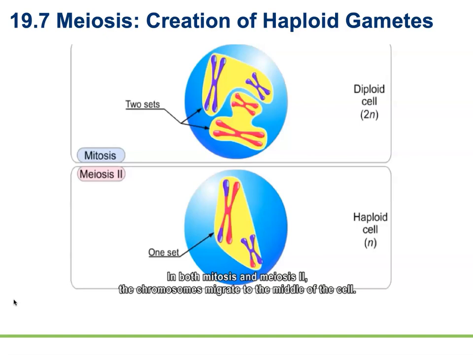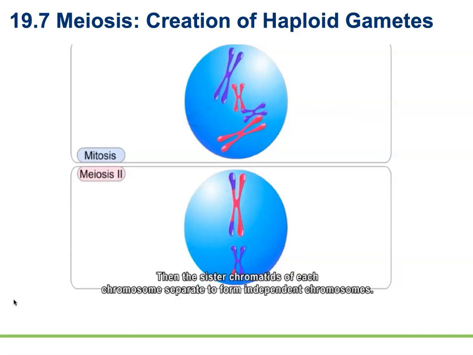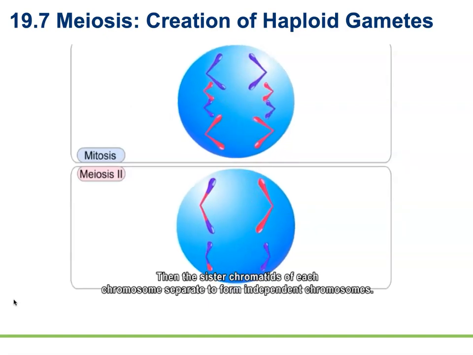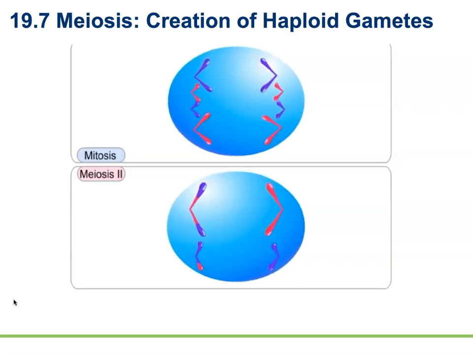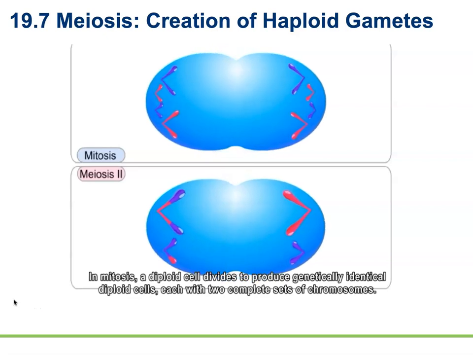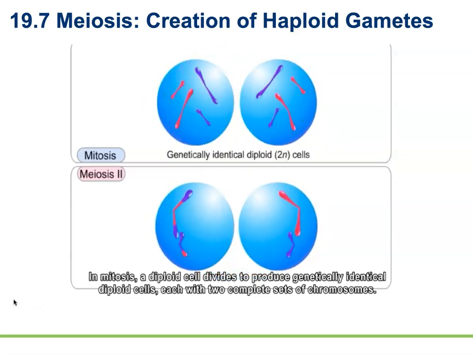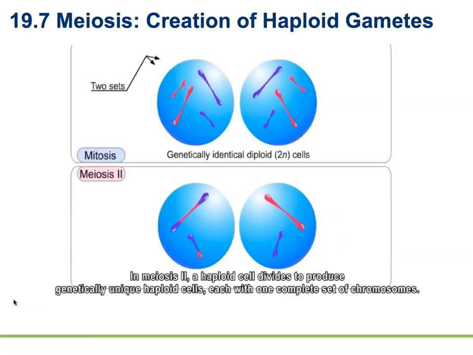In both mitosis and Meiosis II, the chromosomes migrate to the middle of the cell. Then, the sister chromatids of each chromosome separate to form independent chromosomes. In mitosis, a diploid cell divides to produce genetically identical diploid cells, each with 2 complete sets of chromosomes. In Meiosis II, a haploid cell divides to produce genetically unique haploid cells, each with 1 complete set of chromosomes.